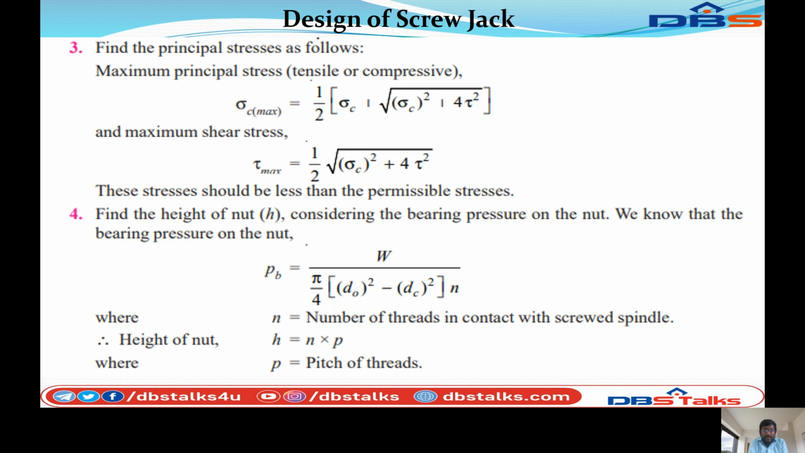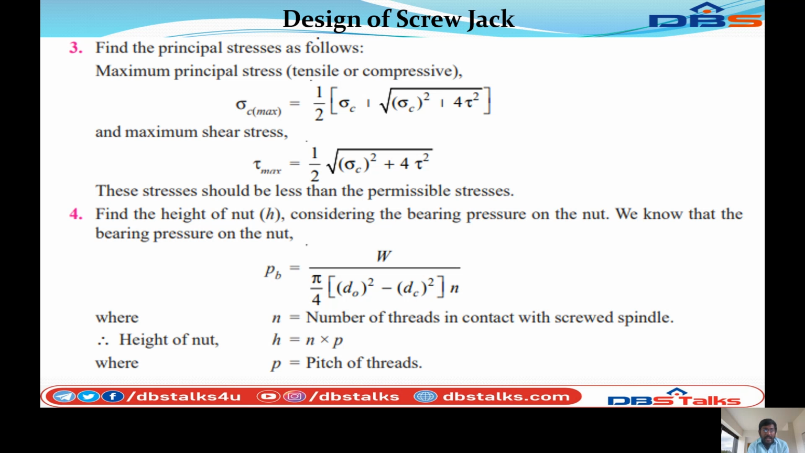So sigma c maximum is equal to half into sigma c plus square root of sigma c whole square plus 4 tau square. This is the maximum compressive stress, and the maximum shear stress tau max is equal to 1 by 2 into square root of sigma c whole square plus 4 tau square. These stresses should be less than the permissible stresses. So these principal stresses, both the maximum and minimum, and the maximum shear stress are less than the permissible stresses.